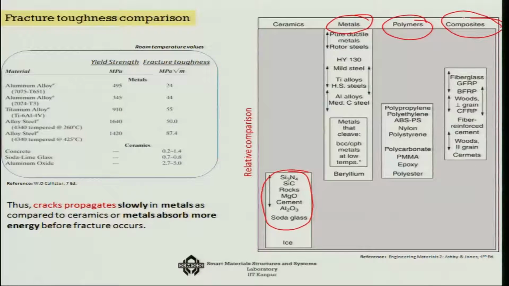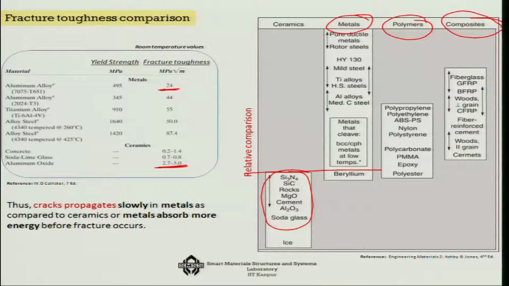Now, if you then compare it, you can see that aluminum alloy, what is the fracture toughness? That is about 24 megapascal square root meter, and if you compare that with alumina, for example, okay, very low, 2.7 to 5.0. So, we can see here that the fracture toughness of the ceramics is qualitatively lower in comparison to the metals, polymers, and composites. One can say that just by shutting eyes itself.